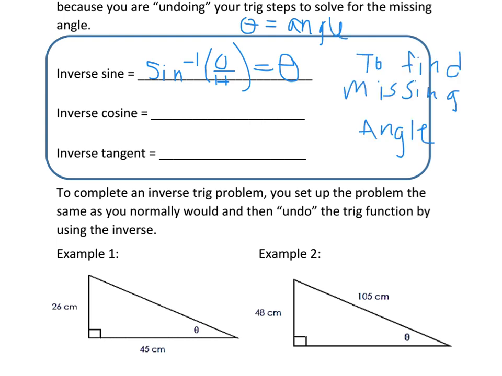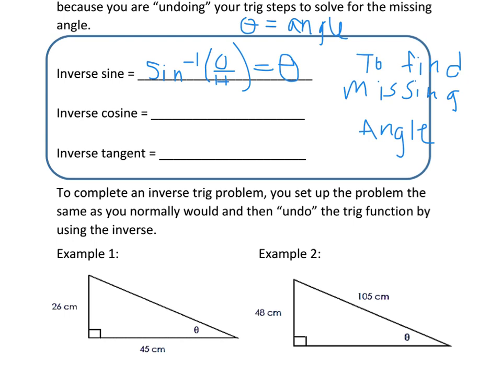There's a button in your calculator, again, if you're having trouble finding it, just let me know, where if you press second on your calculator and then sine, it will give you inverse sine. So that would also work for cosine and tangent. Again, if you're having trouble, just let me know and I'll help you find it.